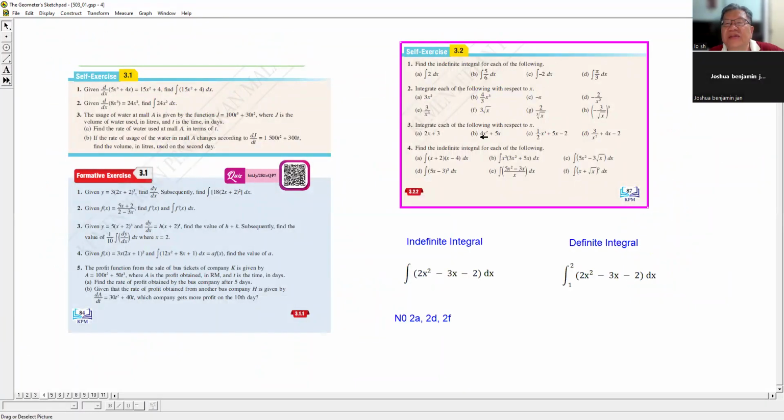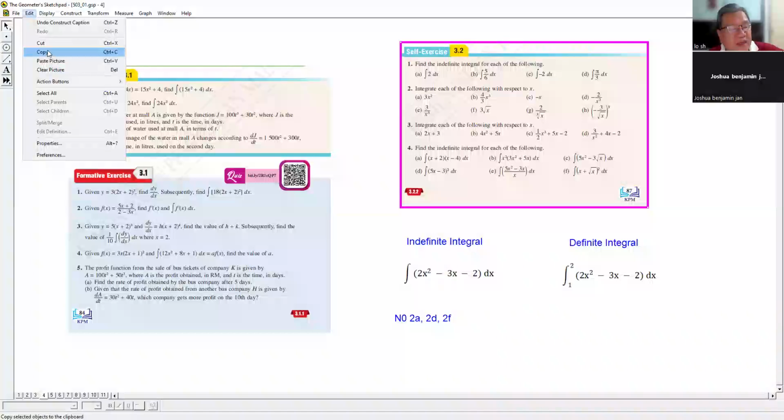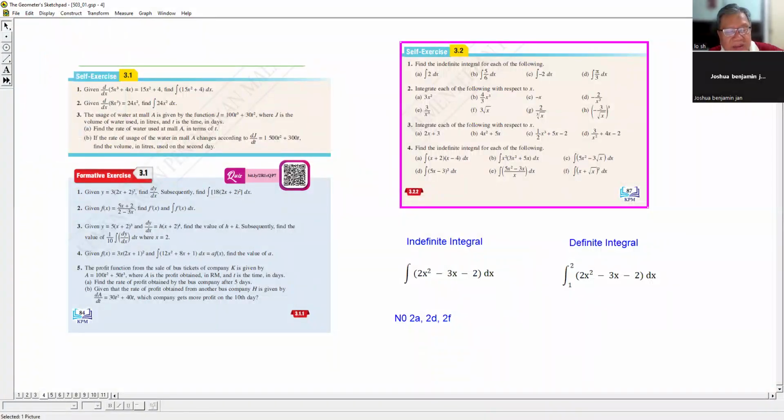Then I copy this. Whether you can see it or not inside the WhatsApp there. Can you see the questions there clearly or not? I'll just send to you. Can see the questions clearly? I think can. This one is quite clear.